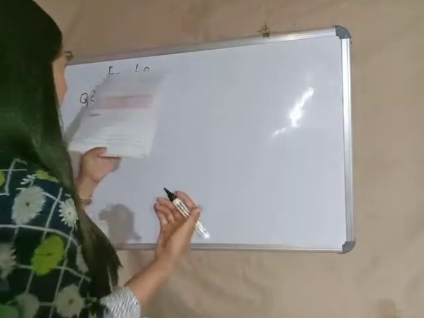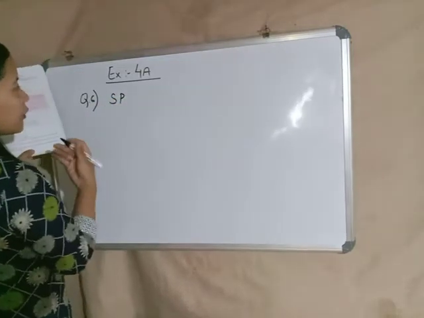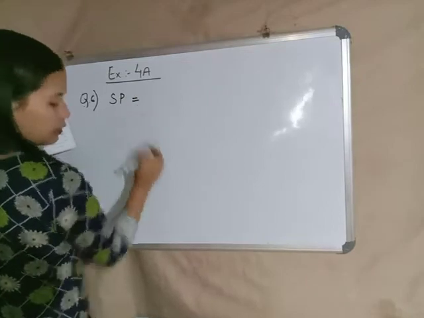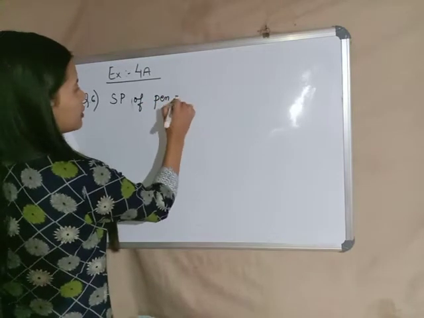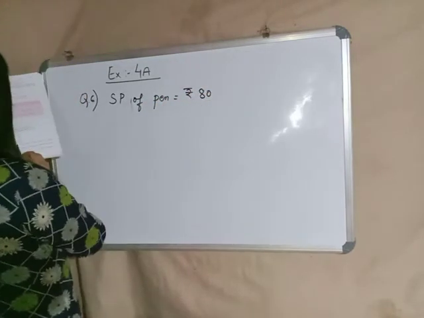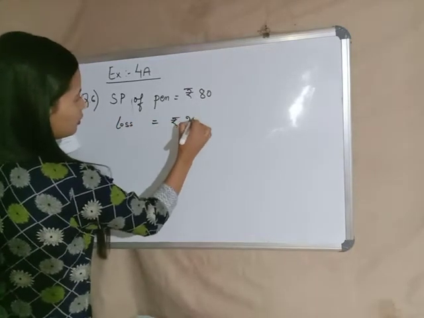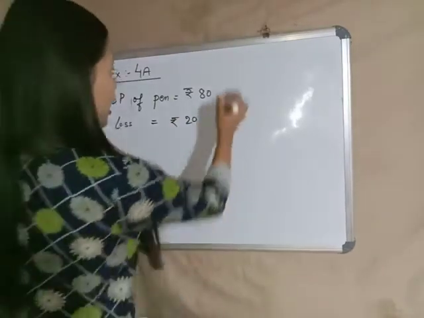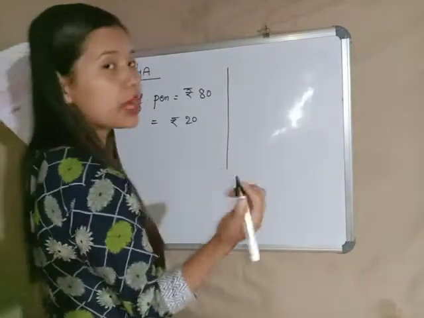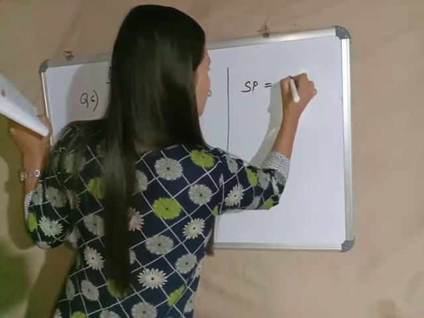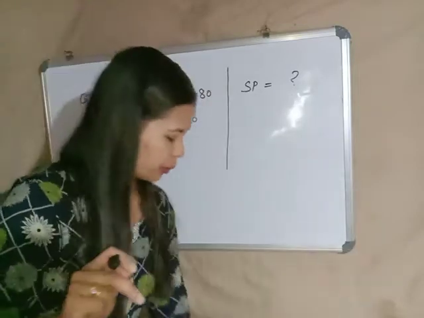Let me first write down the things that are given. In the first case, the selling price is given. The question is saying if a shopkeeper sells a pen at rupees 80. So let me write down selling price of pen is equal to rupees 80. He will incur a loss, so he is at a loss of rupees 20. These are the things given at first. And in the second, they are asking at what price should he sell it, which means they are asking us to find out the selling price. At what price should he sell it to make a profit of rupees 20?